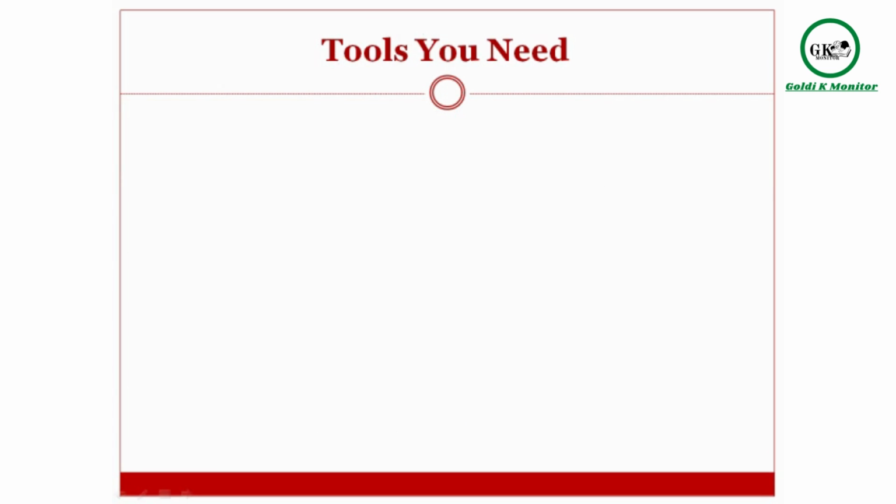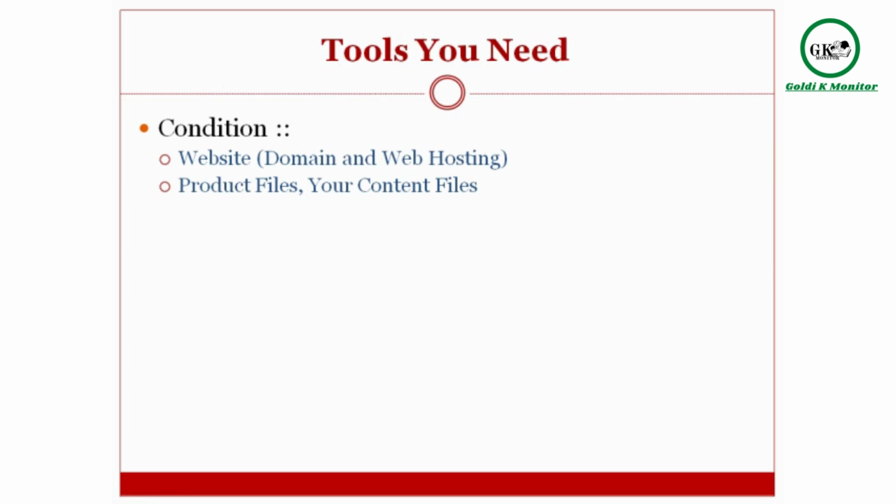So now you know how all the pieces of the puzzle fit together. Let's talk about the tools that you're going to need. Now keep in mind that the condition is that you're going to have your own website and your domain and web hosting. So I'm going to automatically assume that you already have set up your website. You already have your product files, you've already zipped your files, you already have your videos, your content files, whatever that might be in hand. So I'm going to assume that you already have this information. And from that point, I'm going to show you how to take that and put it on to JVzoo.